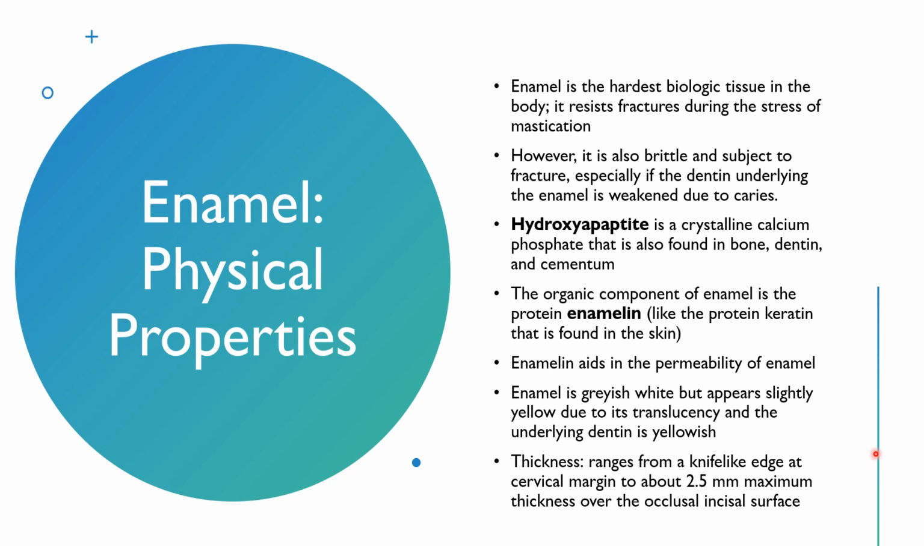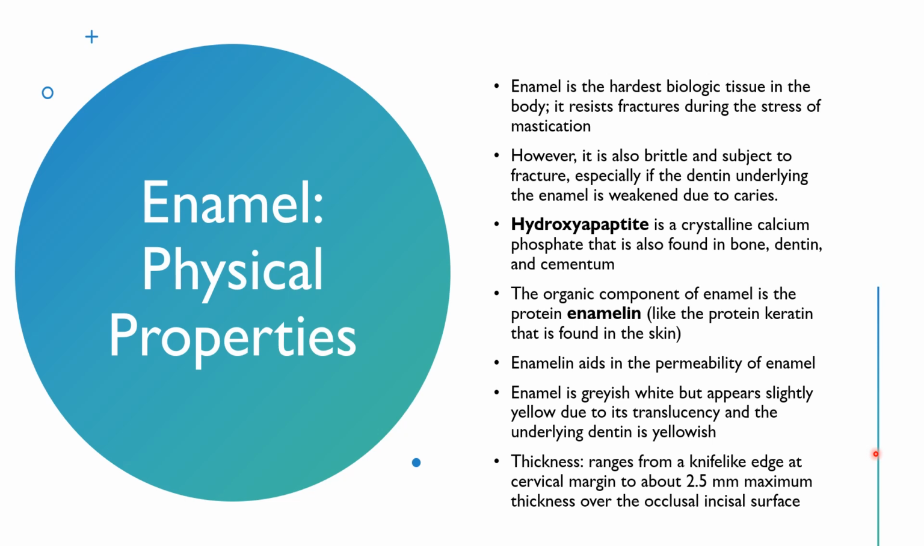So hydroxyapatite is the crystal calcium phosphate that's found not only in enamel, but also in bone, in dentin, and in our cementum. And then there's also an organic component of enamel. There's a protein called enamelin, very similar to keratin, which is found in the skin and in our hair. So enamelin is one of those other proteins that is going to help with the permeability of enamel.